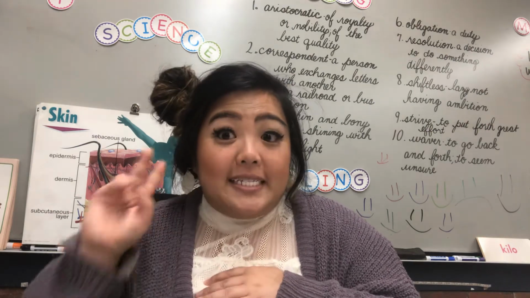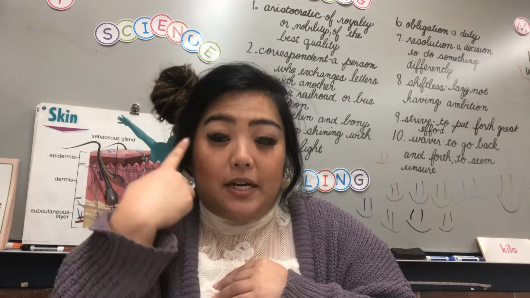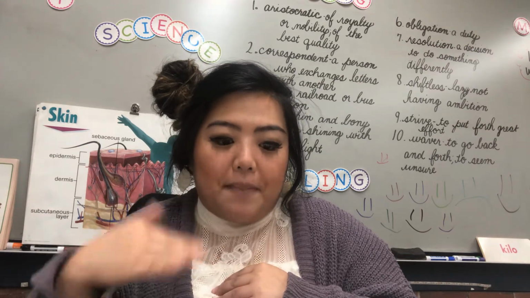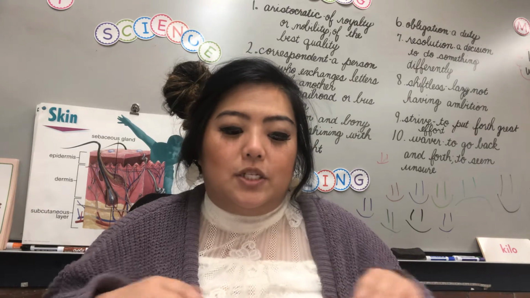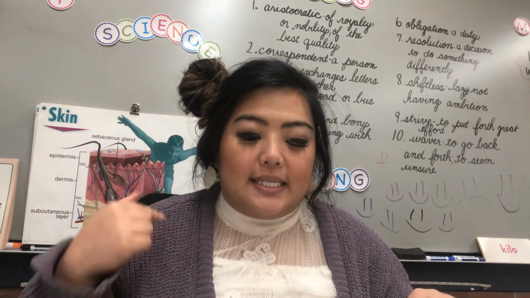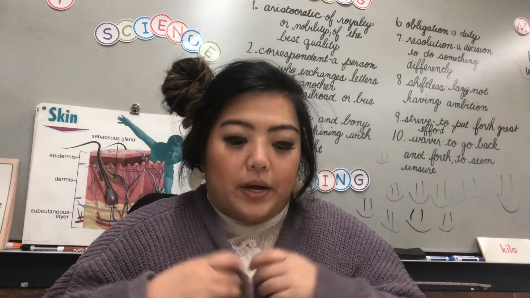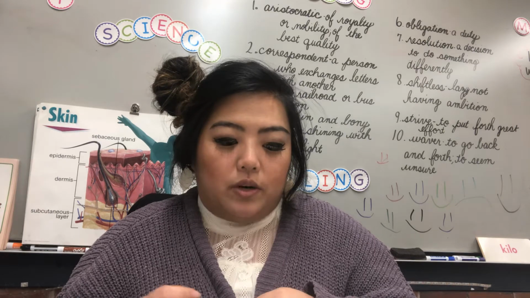Second-degree burn. Second-degree burn is now affecting the two layers of skin, the epidermis that you can see and the layer right underneath, which is your dermis. A second-degree burn, such as a severe sunburn, burns through the epidermis into the dermis, the second layer of skin. Many burns caused by an electrical appliance or a boiling liquid are also second-degree burns.